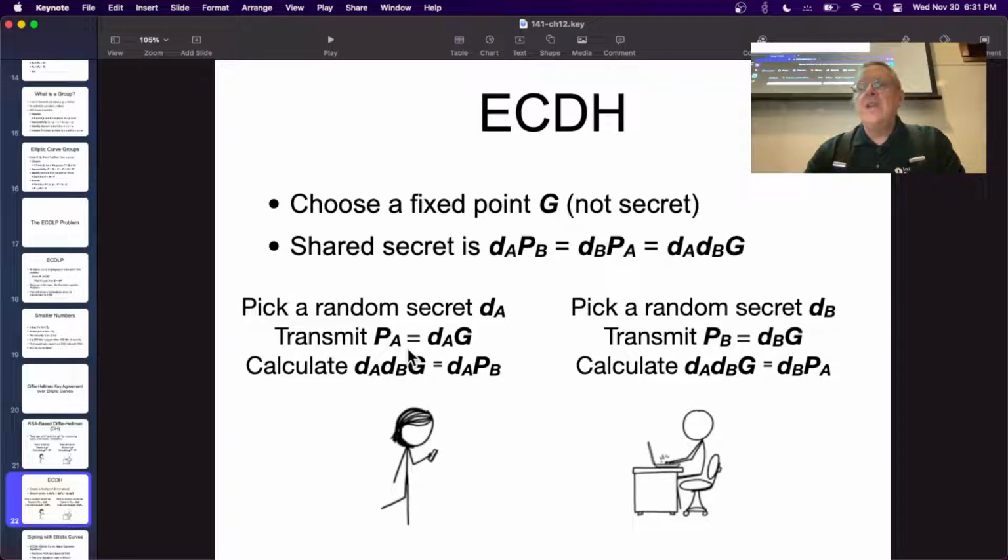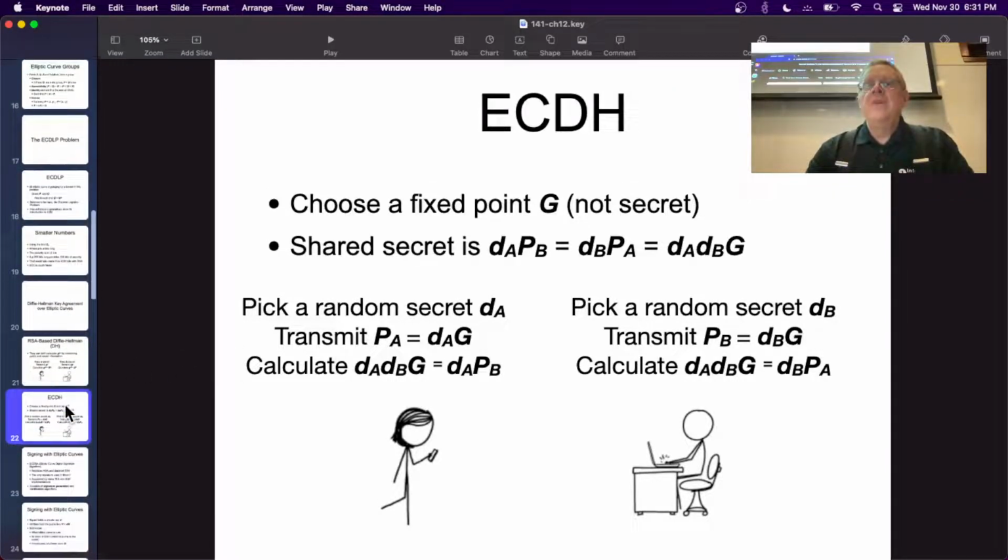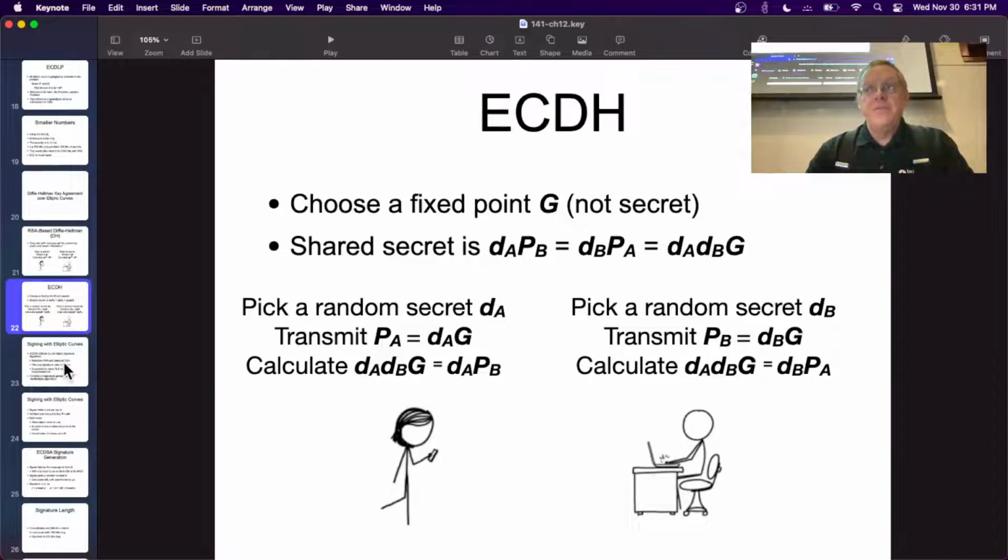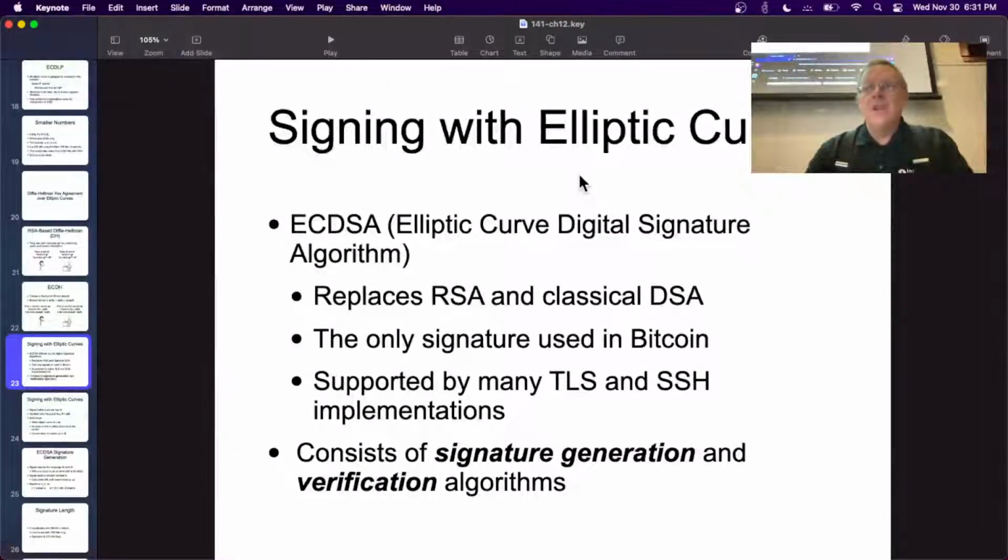So you have now agreed on a shared secret by transmitting only public keys, and because the Diffie-Hellman problem is hard, you cannot deduce dA from PA. That's the fundamental point. So the logic is just the same as RSA, but the math turns out to be much faster.